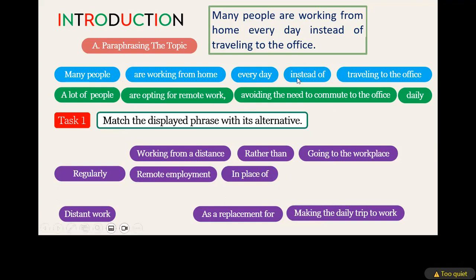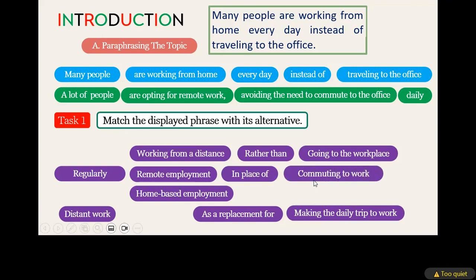But in place of. Look at the words in the blue. Yes, instead of. Very good. Okay, great. Home-based employment. Working from home. Excellent. Now, commuting to work. Traveling to the office. Excellent. Okay, we move on. On a daily basis. Daily. Very good.